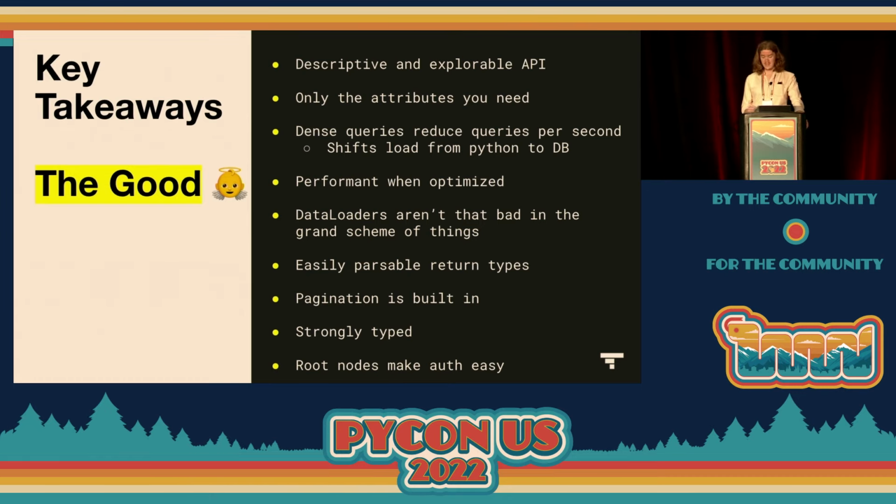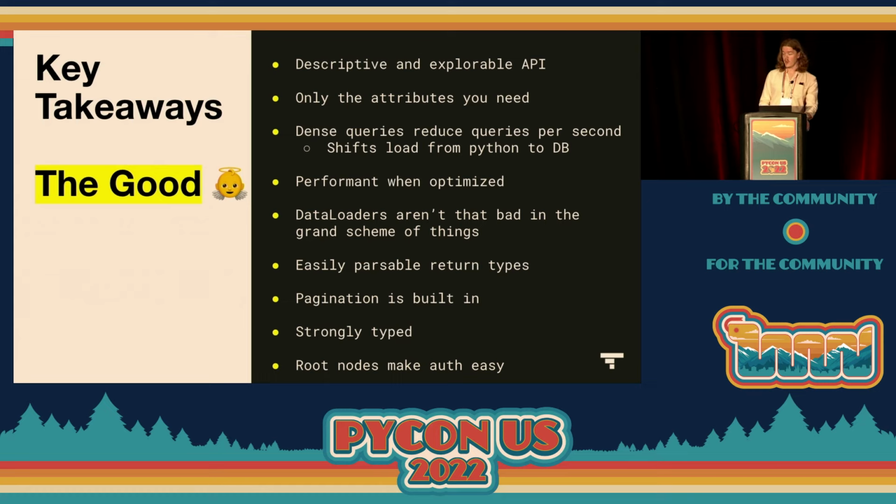The queries are really dense. You're not running a bunch of queries like you would have to in a REST API to do follow-up queries on your initial one. So this can reduce the amount of queries per second on your API, and it can shift the load from having to parallelize Python and do a bunch of fancy stuff in Flask to allow for a bunch of requests incoming to maybe your database who's used to serving a lot of GET requests.